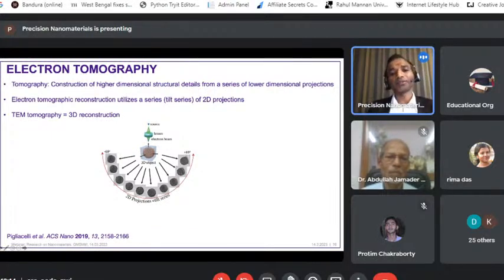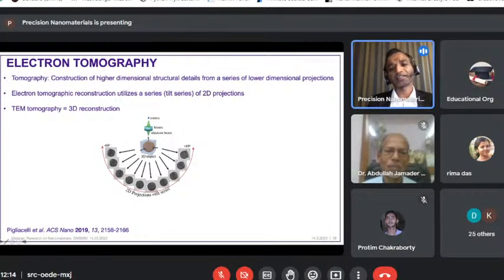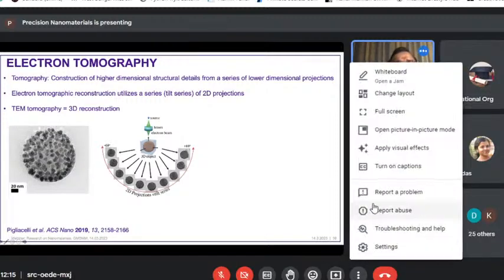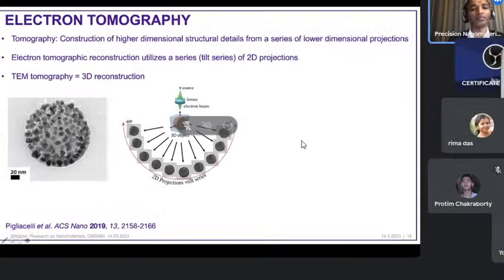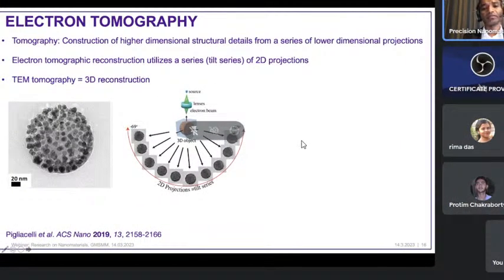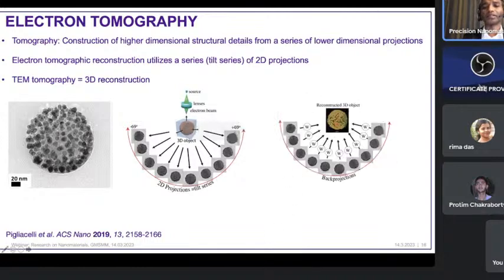We have an object and then we collect a series of images with an increment angle. We have limited images because if you tilt more than this, it blocks the electron beam, so we cannot collect. So at this stage, there are different images. This is the total projection of an object that we see. Here, we collect about 70 images with an increment angle.